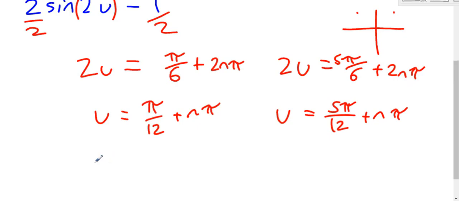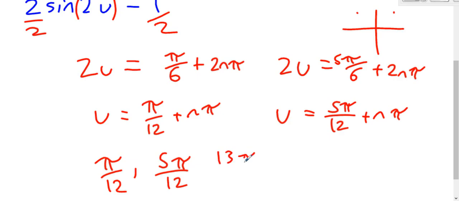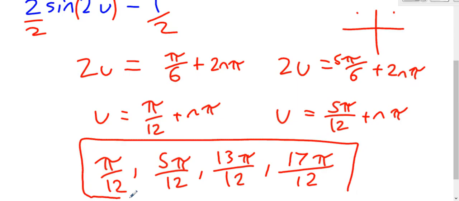So pi over 12 is our first answer. 5 pi over 12 is our second answer. Plug in 1, so add a pi to it. That becomes 13 pi over 12. Plug in 1, so add 12 pi over 12 to it. You get 17 pi over 12. And if you added any more, we would be outside the 0 to 2 pi requirement.